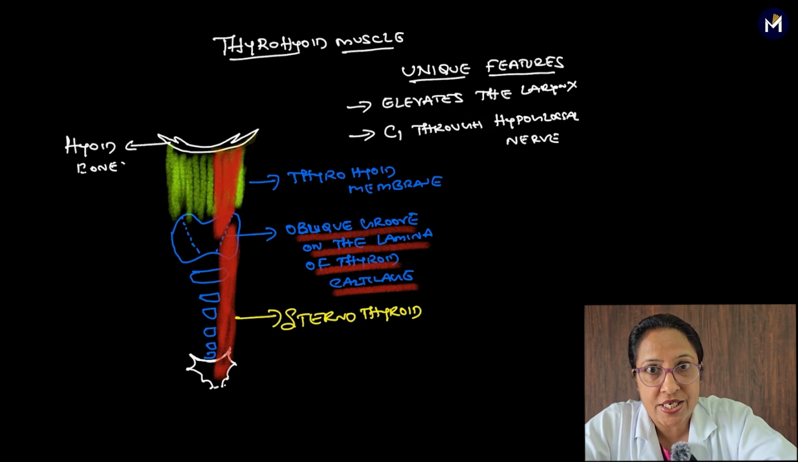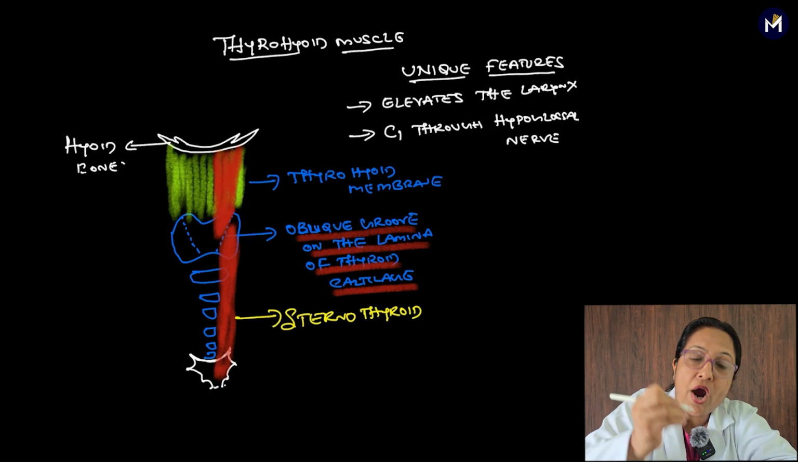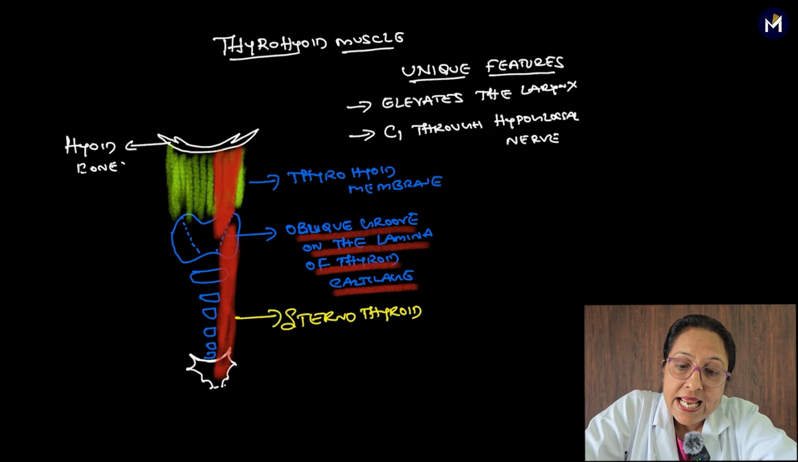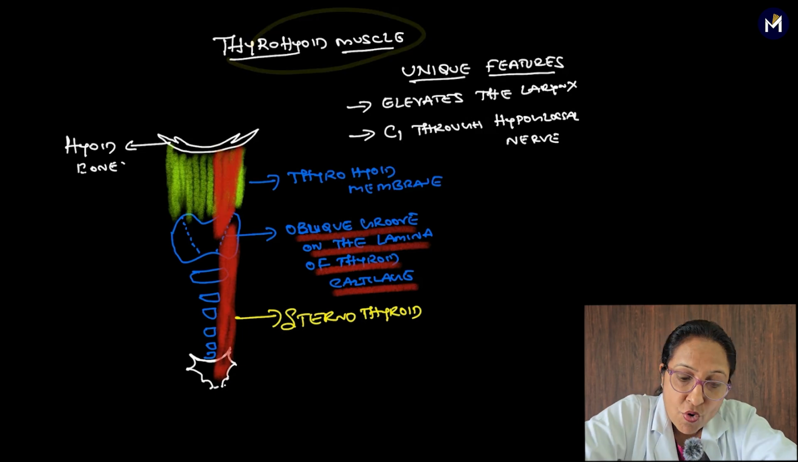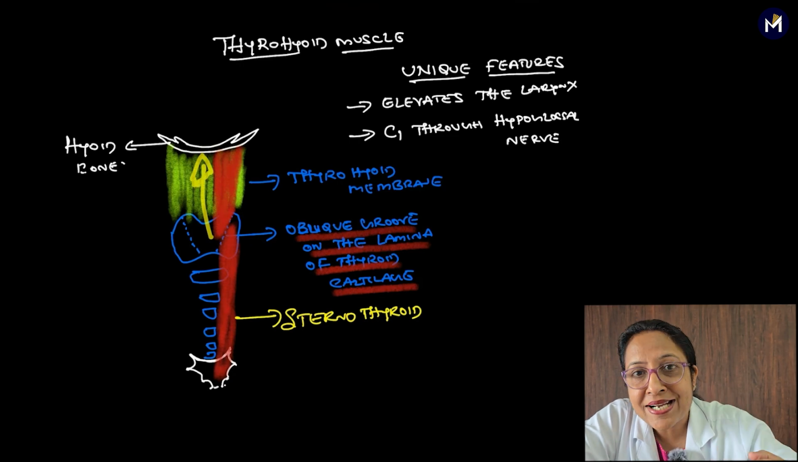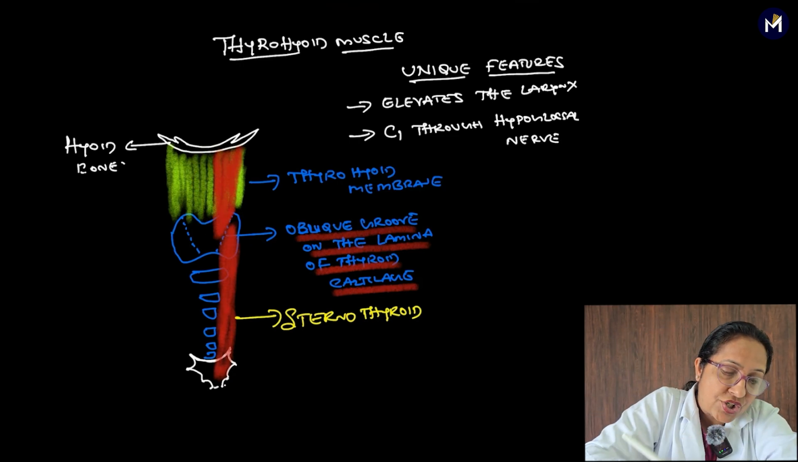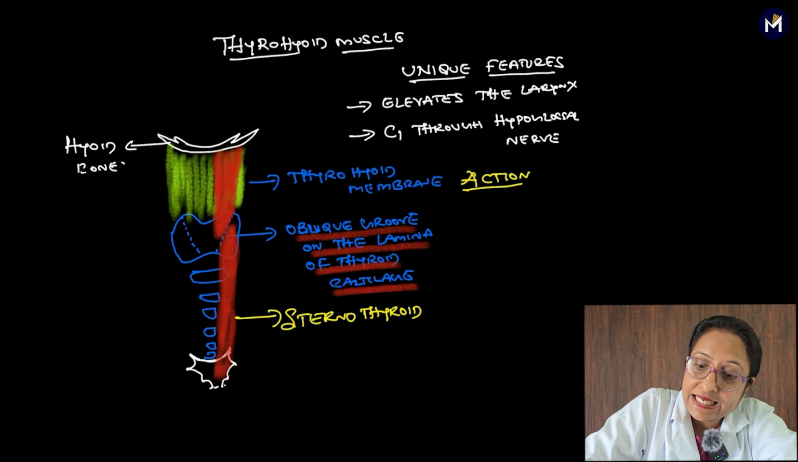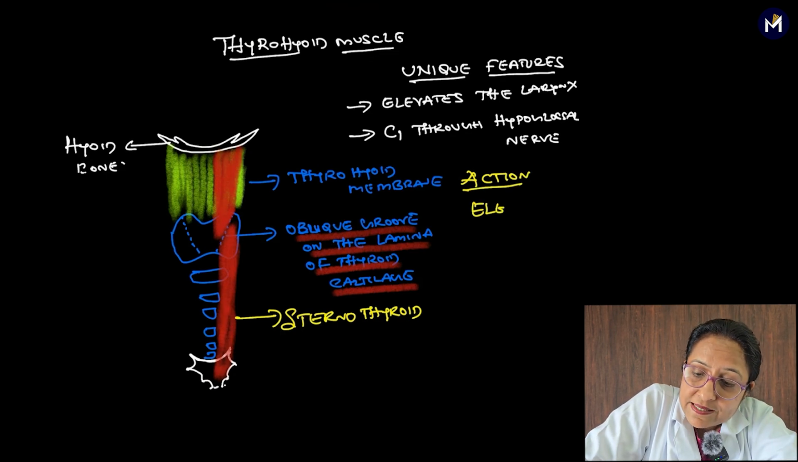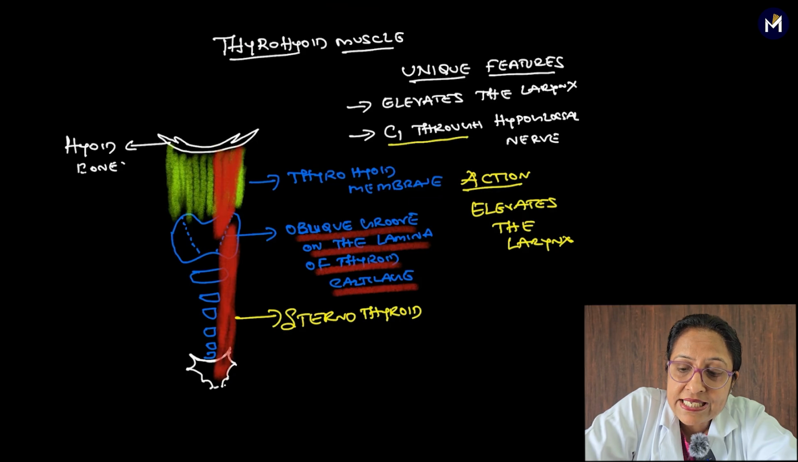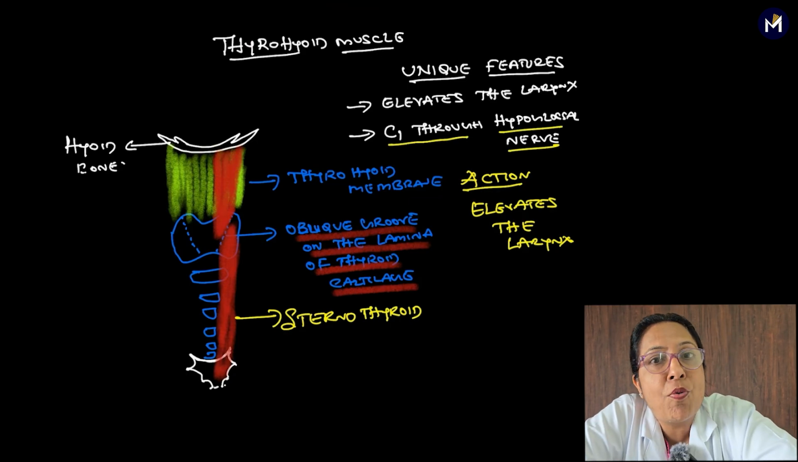This is the insertion. So when the suprahyoid muscles stabilize the hyoid bone, at that point this thyrohyoid muscle will pull the larynx upwards. This is the characteristic point. So the action of thyrohyoid muscle is it elevates the larynx. This is the characteristic point. Nerve supply we have already discussed, C1 through hypoglossal nerve.